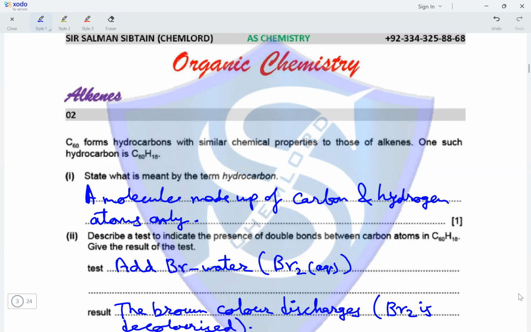Or we can also write the color changes from brown to colorless. Any one of these test observations would be sufficient for a positive test for the presence of the double bond.